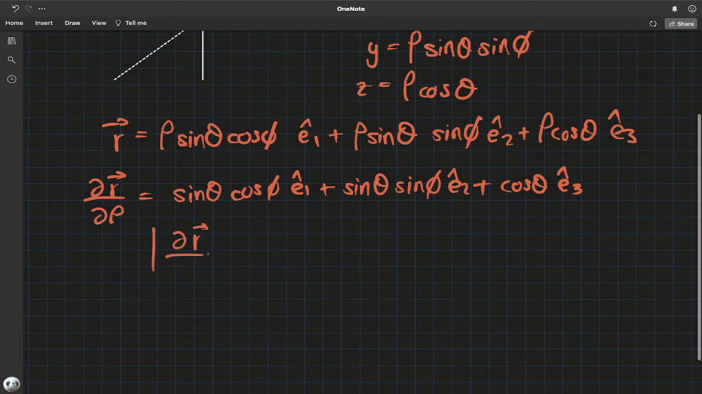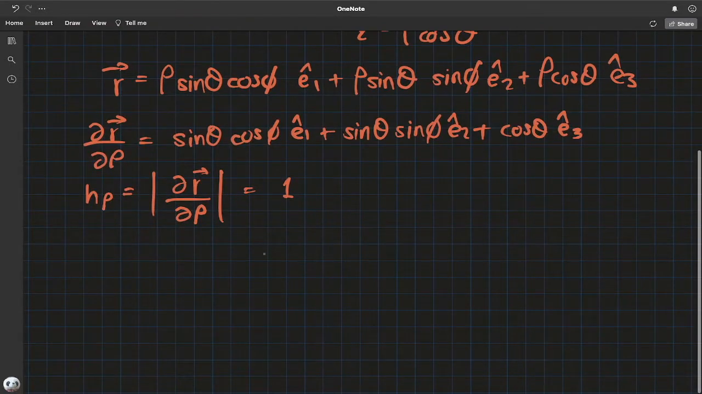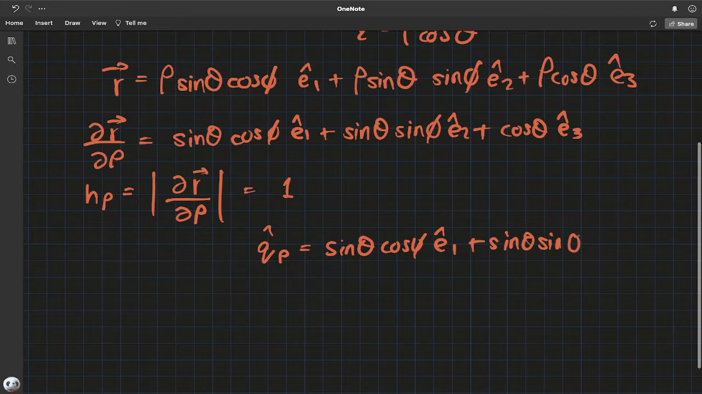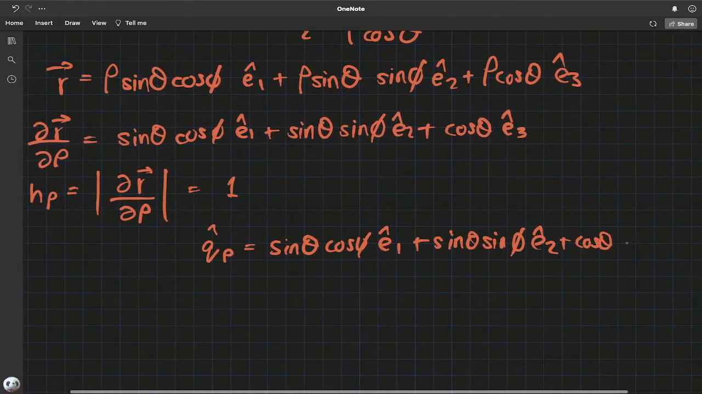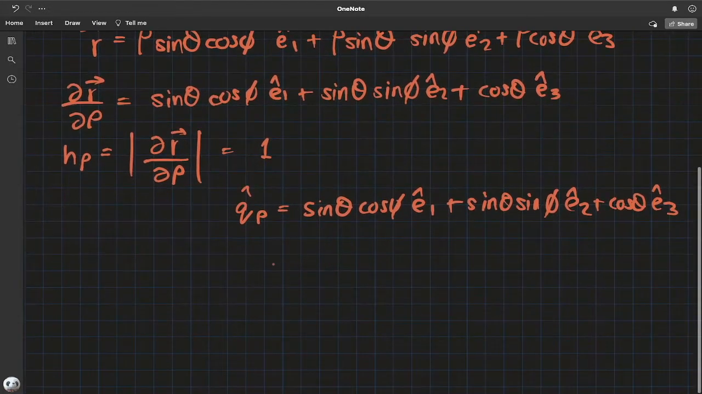Just take the magnitude of this for the scaling factor, h sub rho, and you simply get 1. I'm just skipping some steps here. Q sub rho hat is now this divided by the scaling factor, which is 1. So it's just sine theta cosine phi e1 hat plus sine theta sine phi e2 hat plus cosine theta e3 hat. Fair enough. Let's move on.